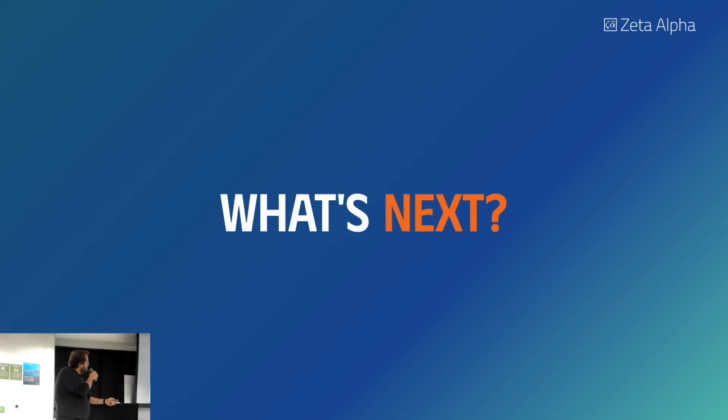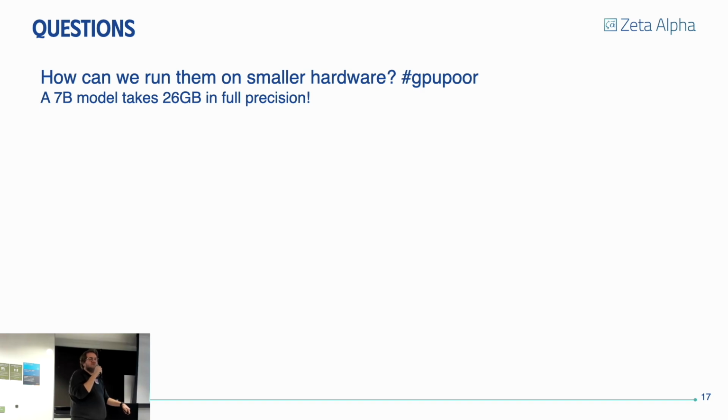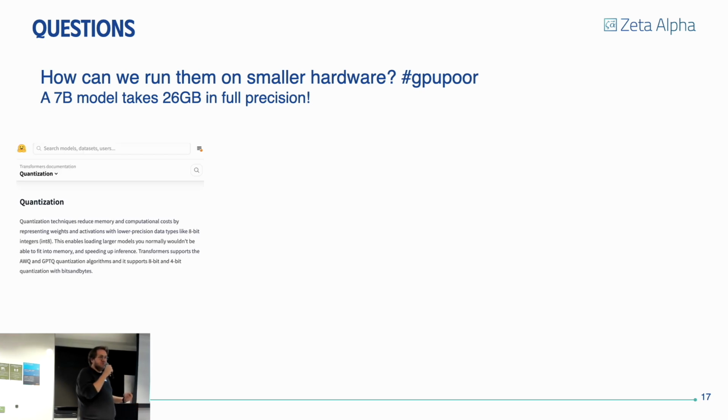What's next? Well, there's a burning question of, okay, 7 billion parameter models, cool, powerful, but not very practical in most cases, right? 26 gigs of memory in full precision. There are things we can do to improve it. For instance, optimization of the embeddings and of the model itself to make it smaller, to make it run faster.